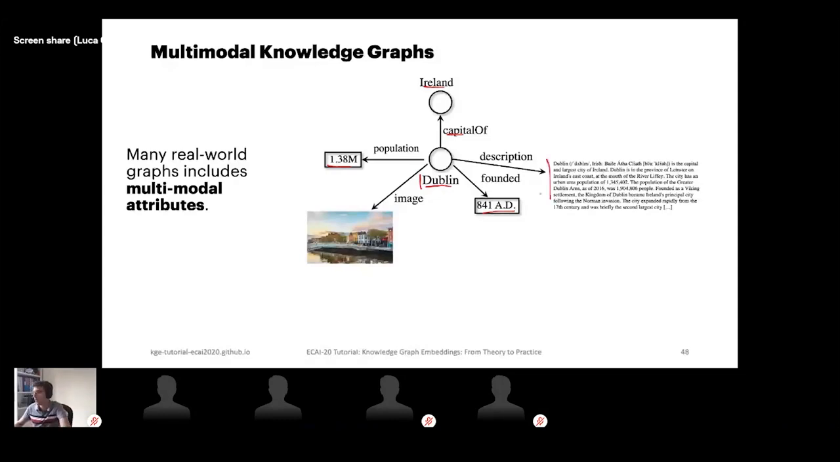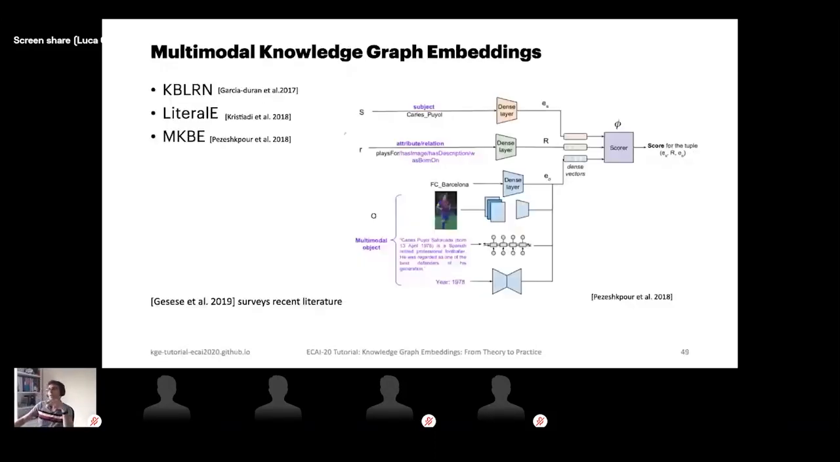Now, the question is, what are we going to do with these attributes? How are we going to make the most out of them? So far, I described models which completely disregard numeric or text or image attributes. But knowledge graph embedding literature is ripe with models that are designed to leverage that information as well.